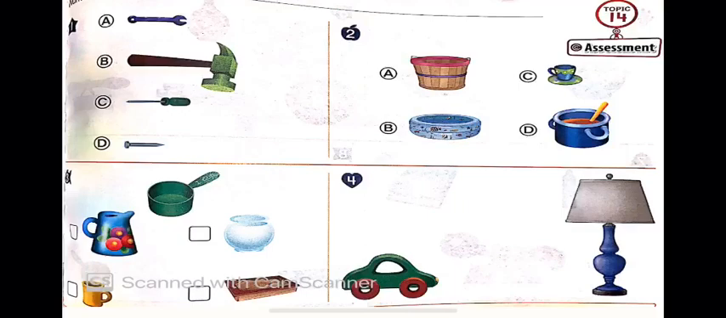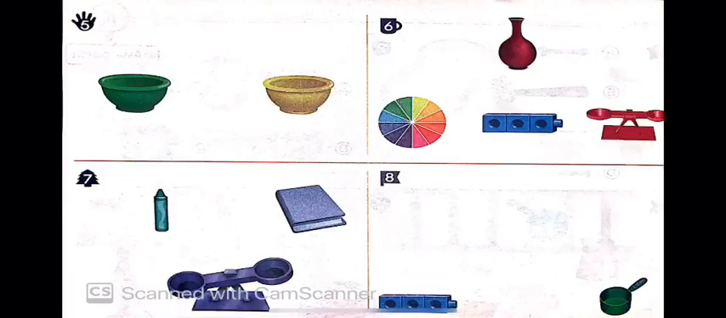Number four, draw an object that is taller than the toy car but shorter than the lamp. So I have a car, a toy car, and a lamp. Here in the middle, I have to draw an object that is taller than the car but shorter than the lamp. Let's move on to the next page.